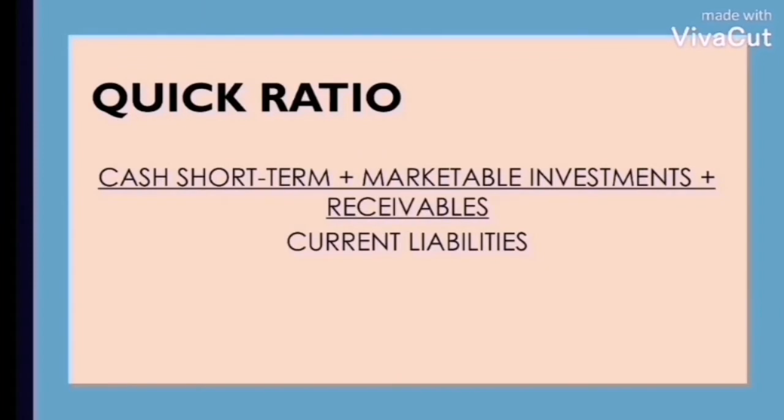This is the formula of quick ratio: cash, short-term plus marketable investments, plus receivables, over current liabilities. It is the most conservative test of a company's liquidity because it only includes the more liquid assets, also referred to as the quick assets, in relation to current liabilities. A higher quick ratio indicates a greater liquidity. This ratio also reflects the fact that inventory may not be easily converted into cash.